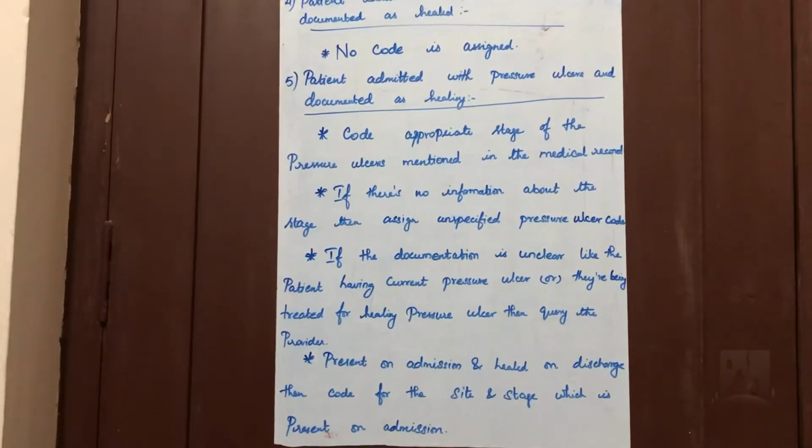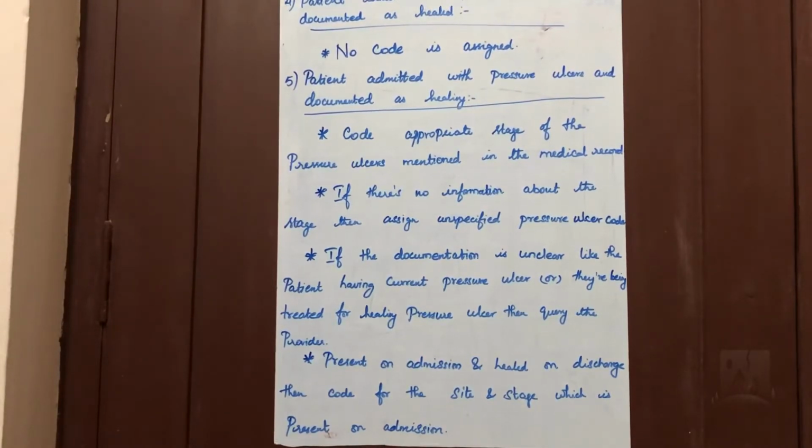If the documentation is unclear, like the patient is having a current pressure ulcer, they are getting treatment for a current pressure ulcer, or that means a new pressure ulcer, or they are being treated for a healing pressure ulcer. Already the pressure ulcer is healing and they are getting treatment for that pressure ulcer. If the provider does not mention any kind of information like this, then it is considered unclear documentation. So at that time we have to query the provider.